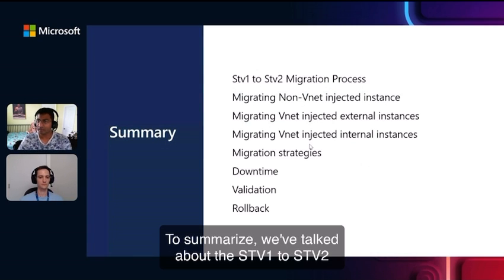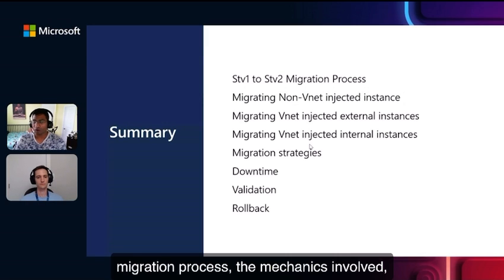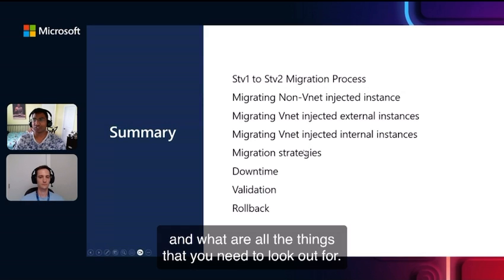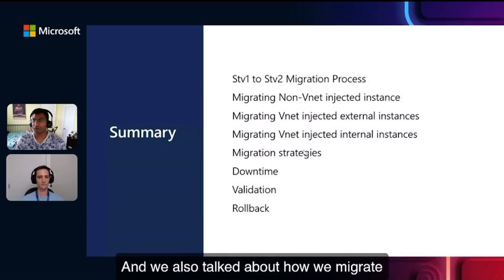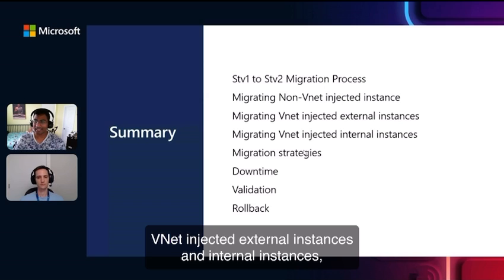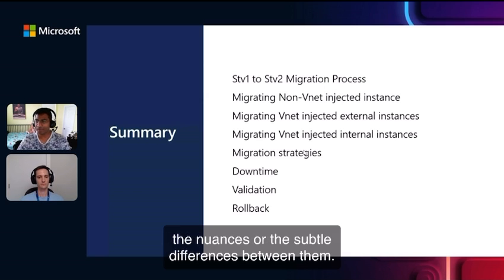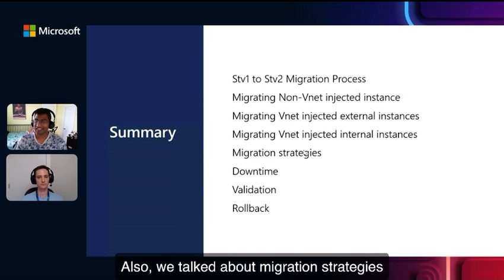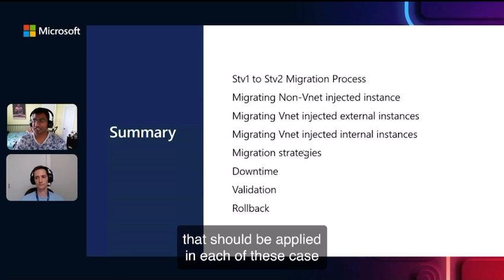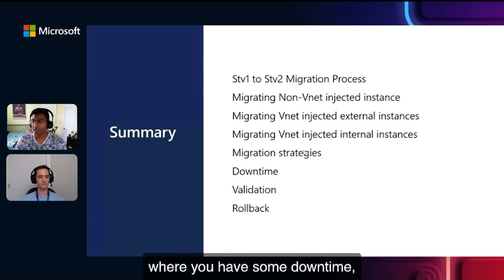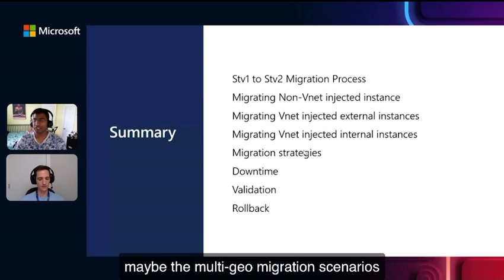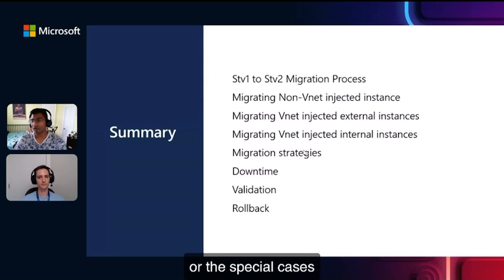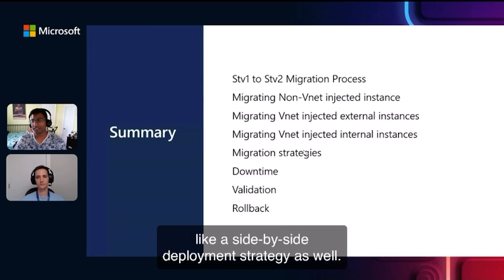To summarize, we've talked about the STV1 to STV2 migration process, the mechanics involved, how the migration happens, and all the things that you need to look out for. And we also talked about how we migrate non-VNet injected instances, VNet injected external instances, and internal instances, the nuances, and the subtle differences between them. Also, we talked about migration strategies that should be applied in each of these cases, where you have some downtime, where you don't have downtime, maybe the multi-geo migration scenarios, or the special cases like a side-by-side deployment strategy as well.